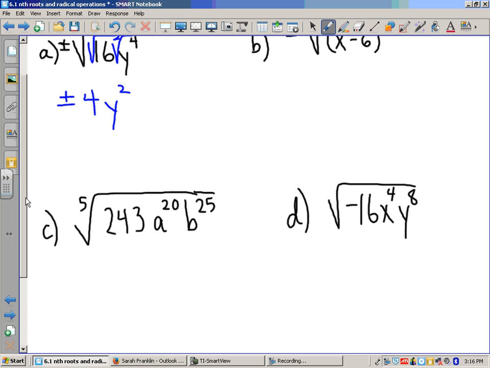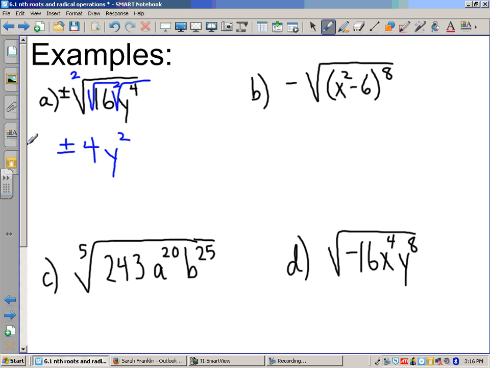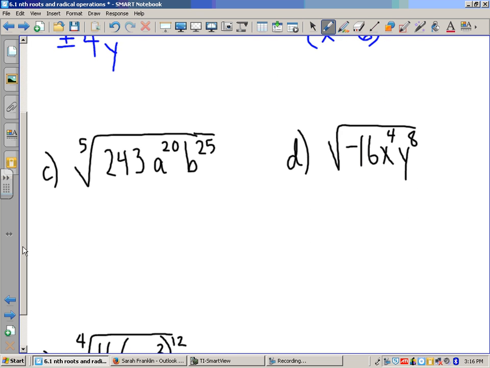If I go over to the next one, I have a negative, it's going to stay a negative. That's on the outside. This is a square root. This is a quantity being raised to the eighth. I think to myself, how many times does that 2 go into that 8? 4 times. So the square root of that quantity to the eighth is that quantity to the fourth, because 2 went into that 8 4 times. Same idea here.